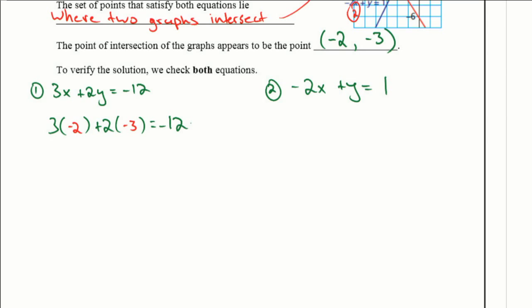So 3 times -2 gives me -6. 2 times -3 gives me -6, sorry, getting a step ahead of myself. So -6 plus -6 equals -12. So I get -12 equals -12.